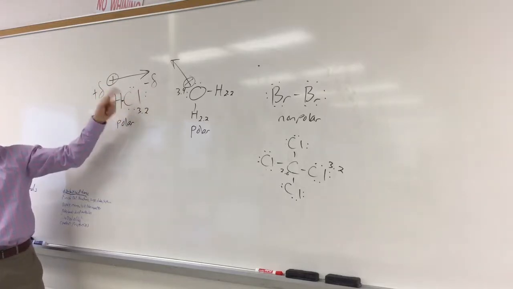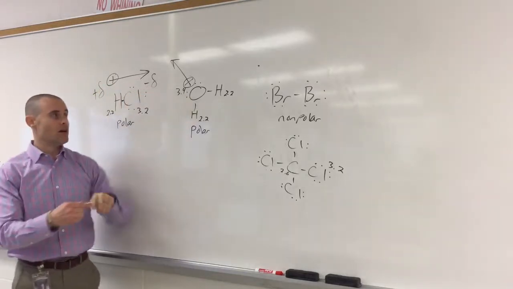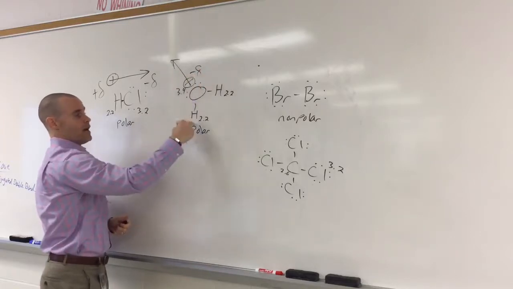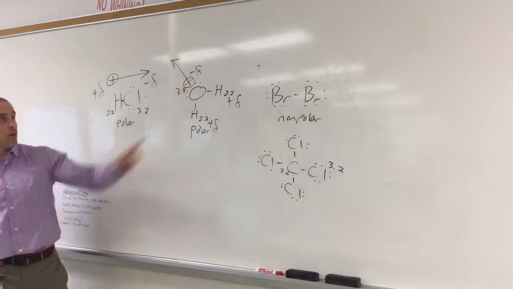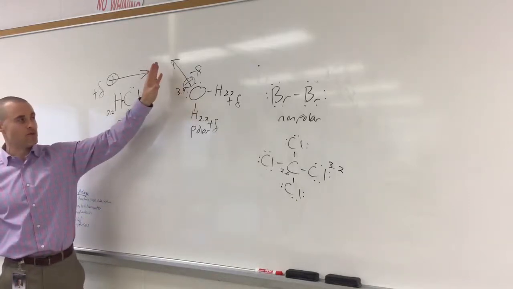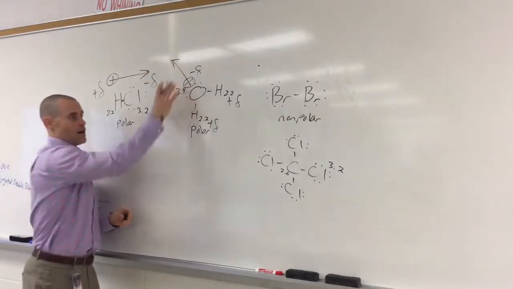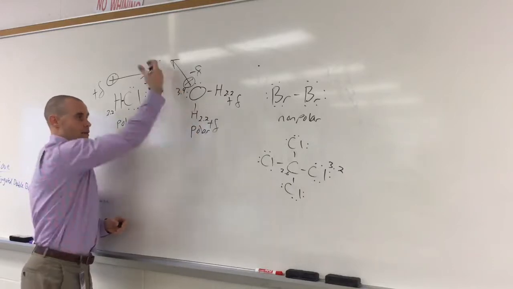You've seen me draw them before. It's this dipole. Same thing here. Oxygen is partially negative, and the hydrogens are partially positive. You need to label that. Where I drew the arrow, don't let that confuse you. You could draw the arrow anywhere you want. It's just showing they're going this way.